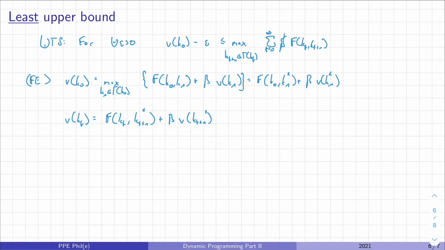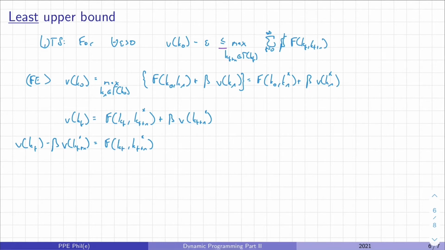Now since this is an intertemporal problem, let's keep it here for now. We can bring the beta V of kt plus 1 star to the other side, V of kt minus beta V of kt plus 1 star equals F of kt star, kt plus 1 star. This is still an equality, but as you see here, what we need is an inequality.